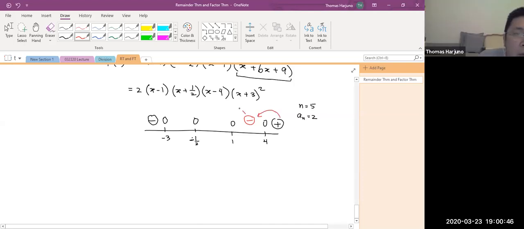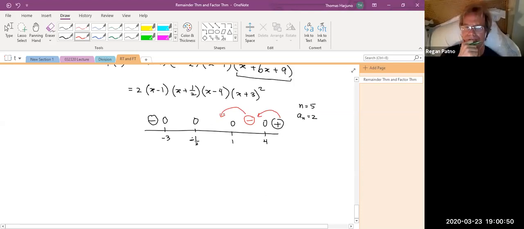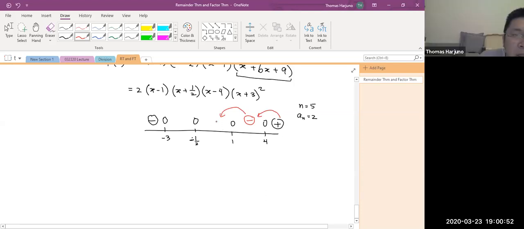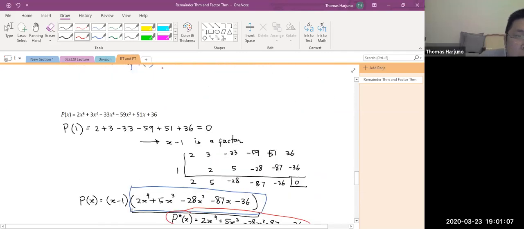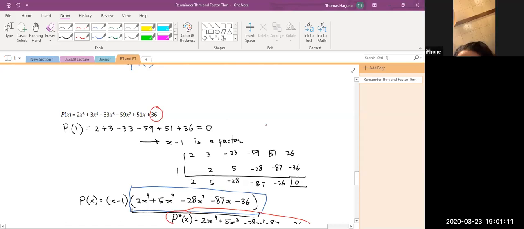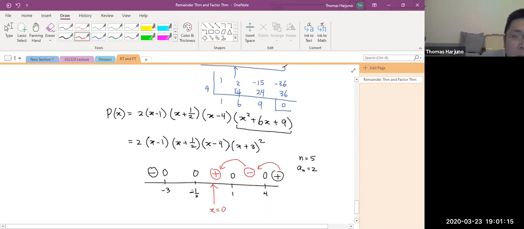Now, how about from here to here? Change again, because 1 is a 0 with odd multiplicity. Right? Now, to confirm, when x equals 0, what's the value? We can see it from the constant of the polynomial before we factor it. So the y-intercept is positive, and we confirm that using another method.